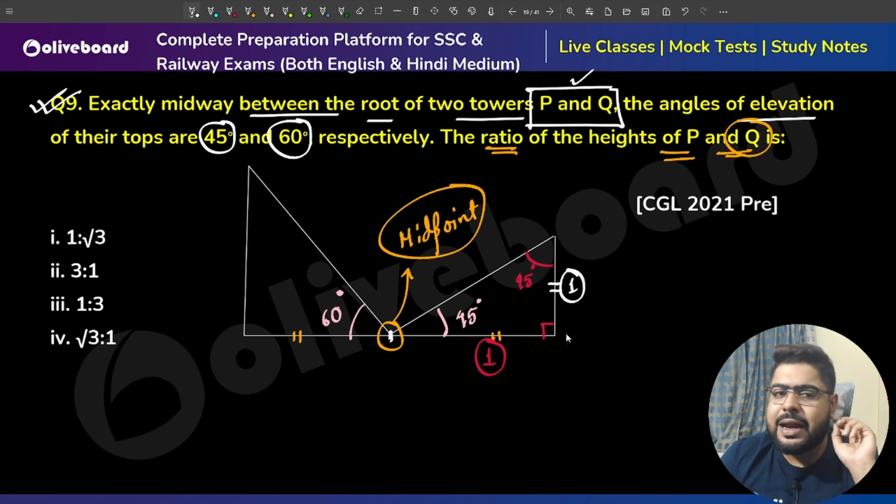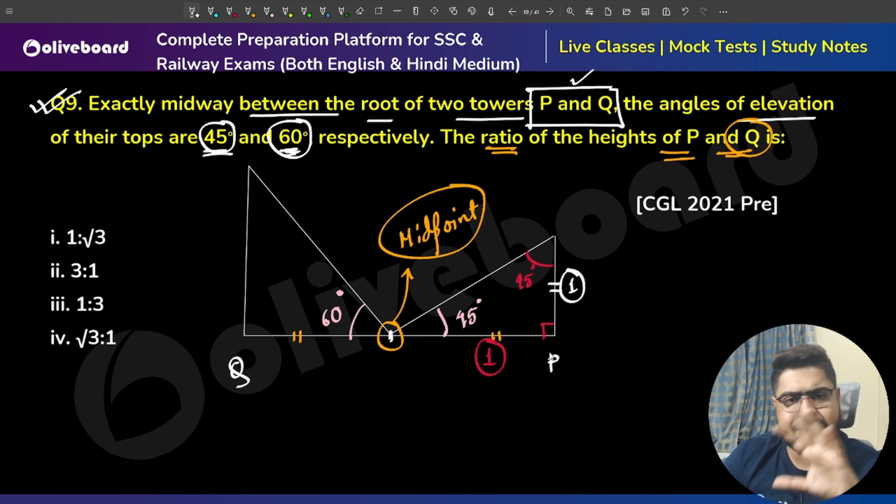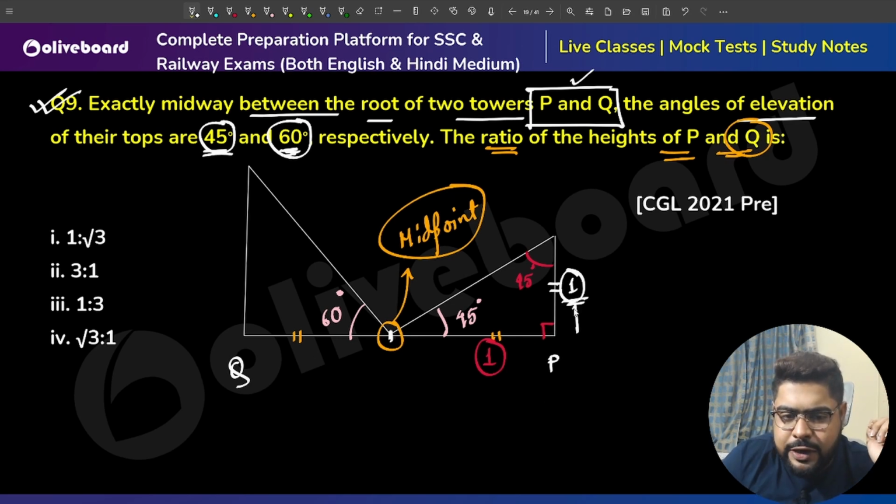So one tower is P, and this is Q. Why, sir? Because with P the angle is 45, with Q it is 60. That is the nomenclature. So the height of tower P is 1. Now, if this is the midpoint, this is equal to this, so if this is 1, this is also 1.